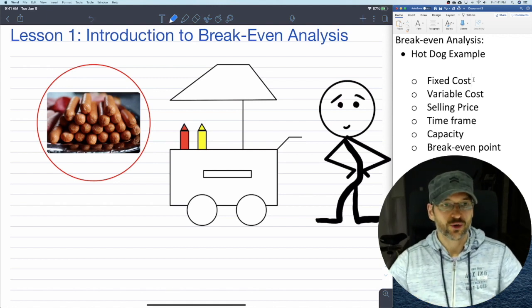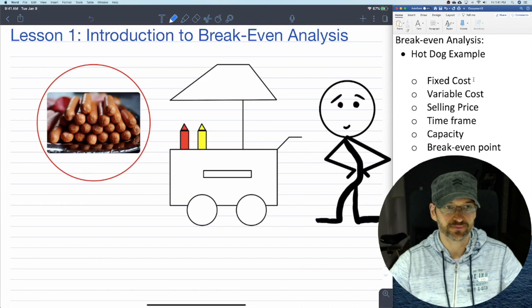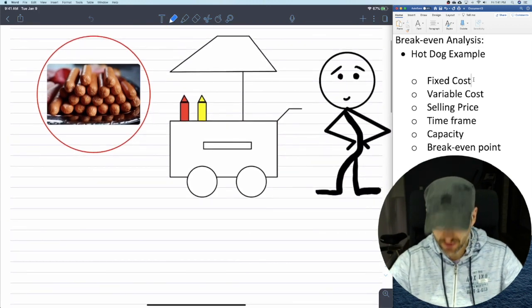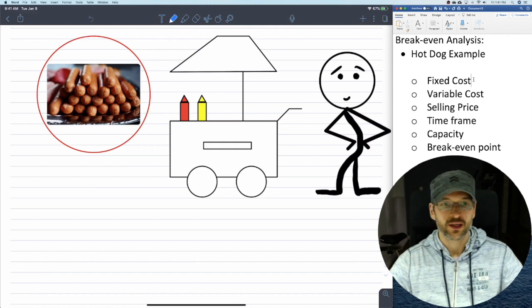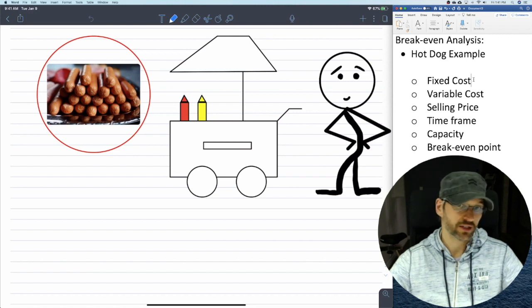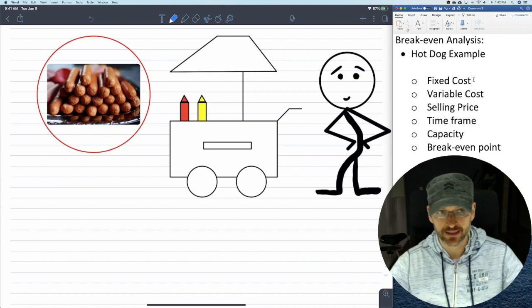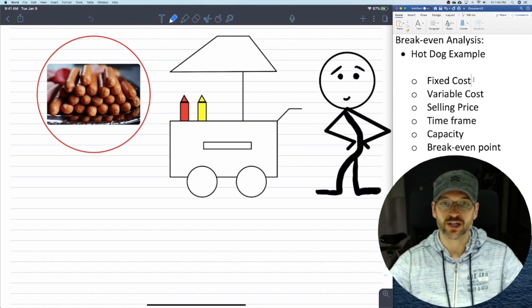All right, so when you're looking at the screen, it says an introduction to break-even analysis, and we have this cart that we want to use to sell hot dogs. Now, it can be anything that you want to sell. It can be an actual service, like online services, or you can be selling hot dogs, or shoes or pants or anything like that. So it doesn't really matter what you're selling.